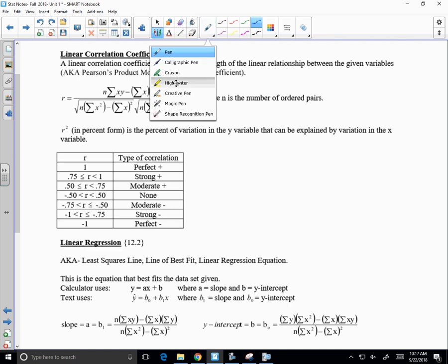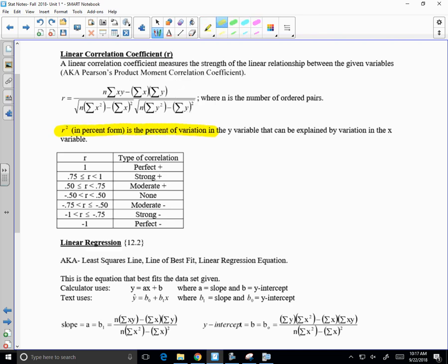The calculator gives it to us in percent form. It's a percent of variation in the y variable that can be explained by variation in the x variable.